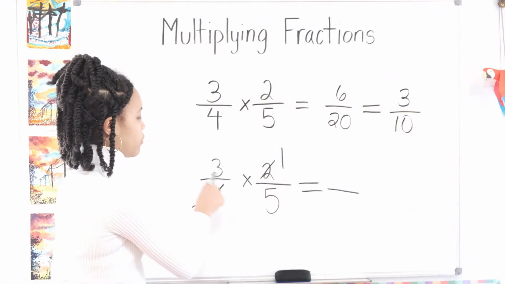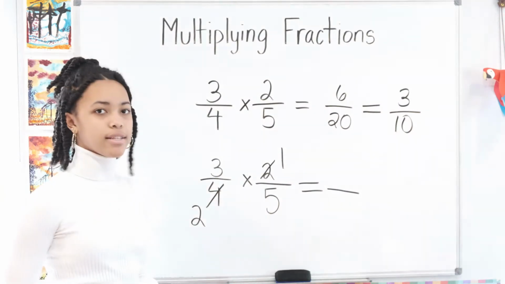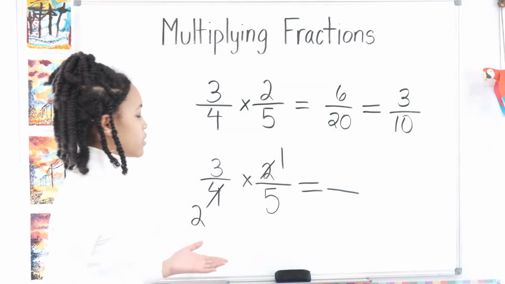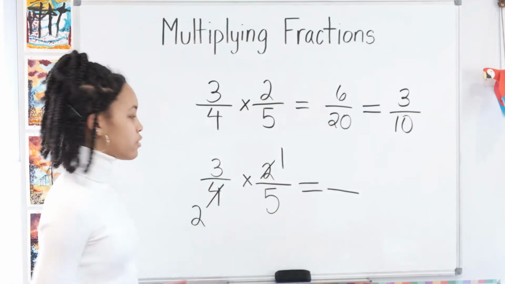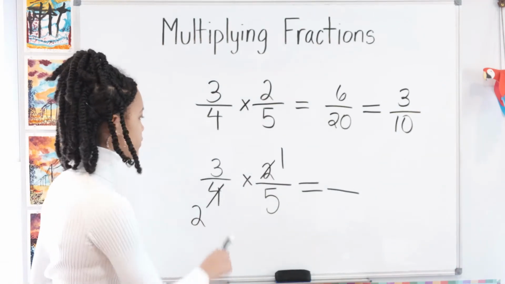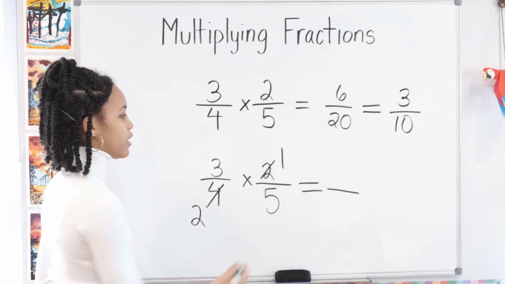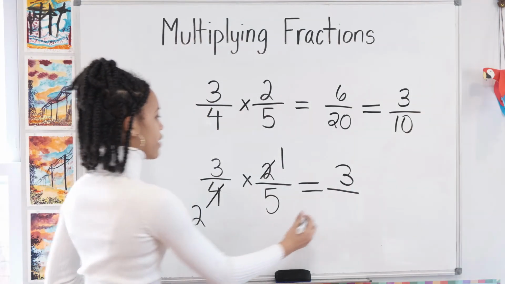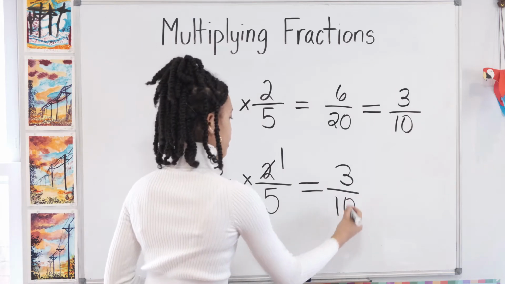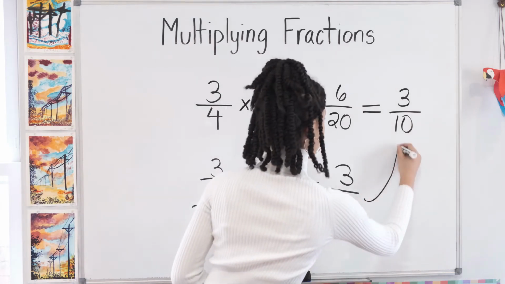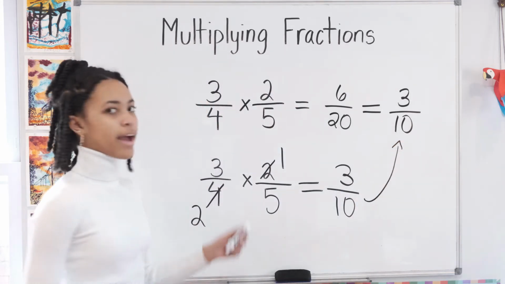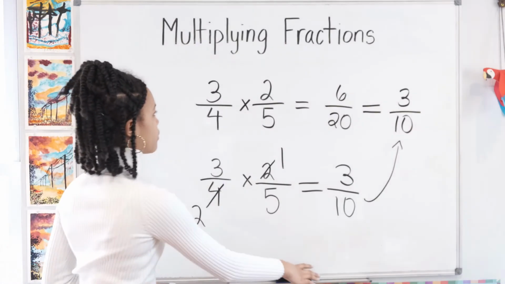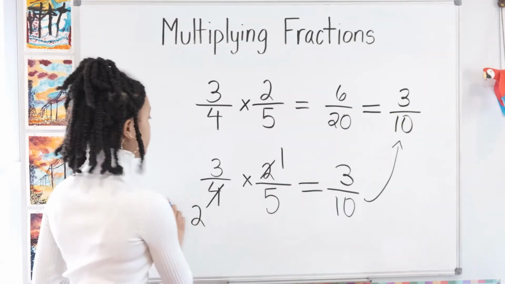Now let's look at the 3 and the 5. There isn't a number that can go into both 3 and 5 evenly, so we just leave them there. 3 times 1 is 3. 2 times 5 is 10. And as you can see, we get the same answer without having to reduce. Let's try another equation.